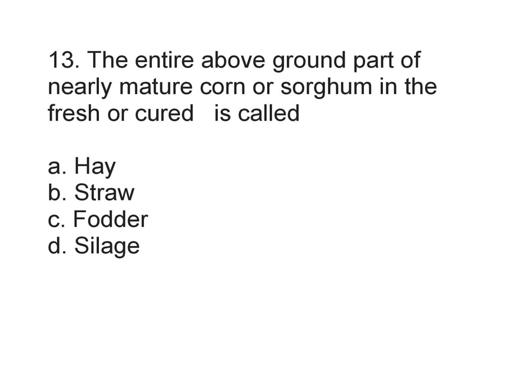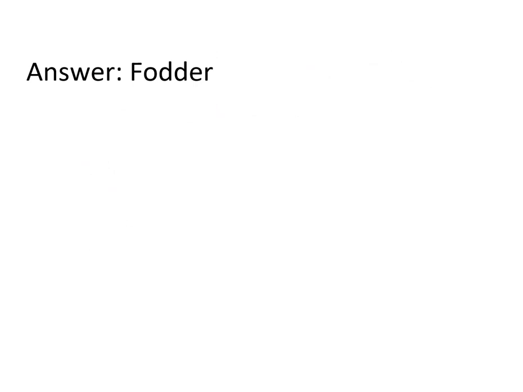Number 13. The entire above ground part of nearly mature corn or sorghum in the fresh or cured state is called A. Hay, B. Straw, C. Fodder, or D. Silage. The answer is fodder.